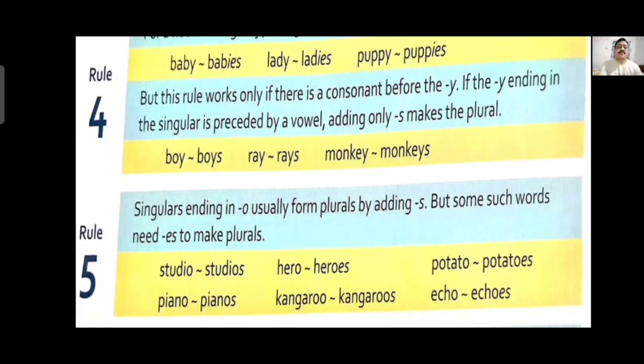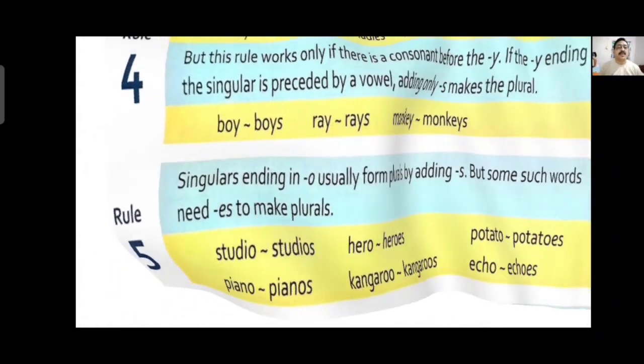Studio: here the plural will be studios, only s. Piano, pianos. Hero: here es is added, heroes. Kangaroo, kangaroos, just add s. Potato: here es, potatoes. Echo: here echoes, es. So some words ending with o have es and some have only s in their plural form.